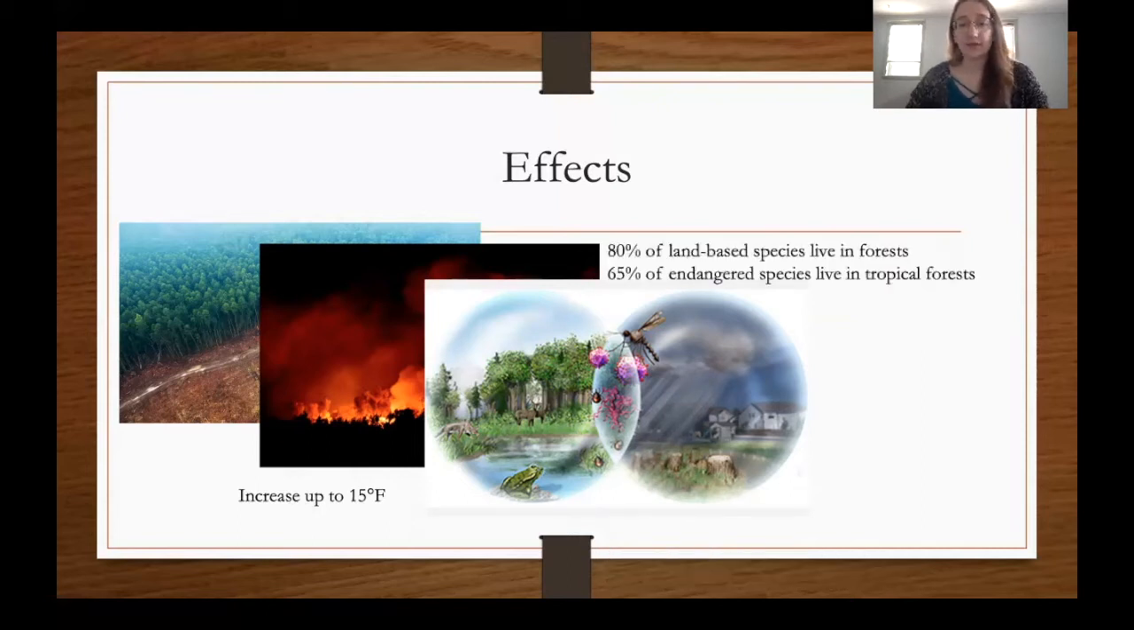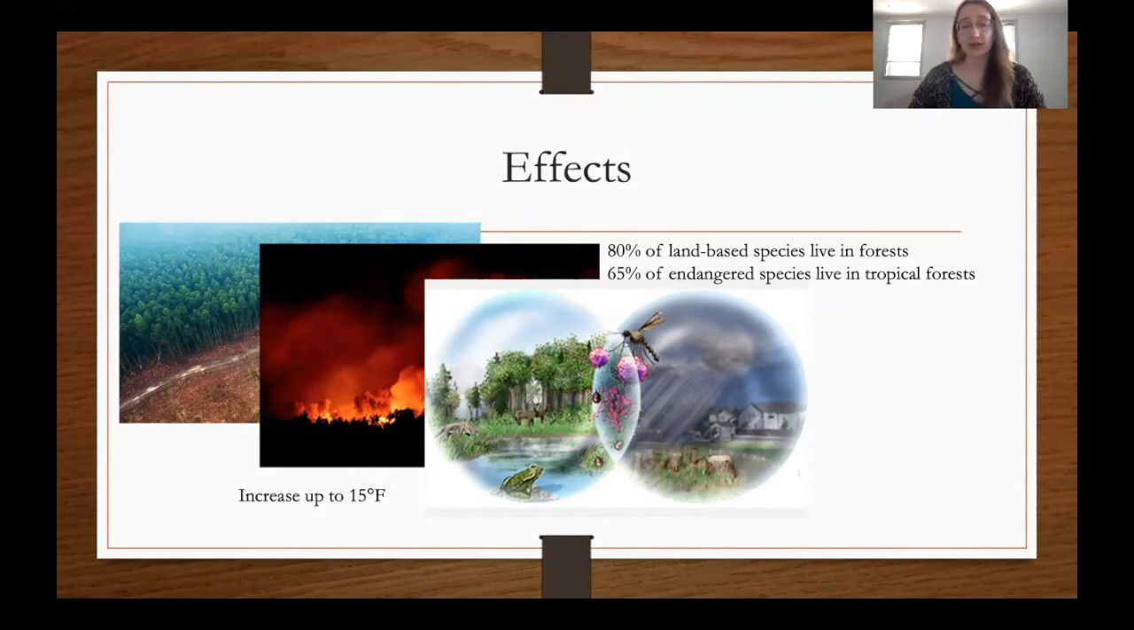Additionally, 80% of land-based species live in forests, and 65% of the 10,000 endangered species on this planet live in tropical forests. So when we're taking down those trees, we're destroying that habitat, and these animals have to move elsewhere or die out. Another impact of this is we're seeing a lot more wildlife-human conflict, which usually ends in either human deaths if it's a predator species, or animal death as humans kill them for getting into their territory.